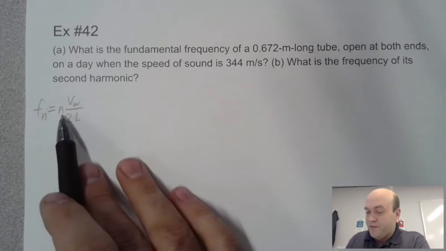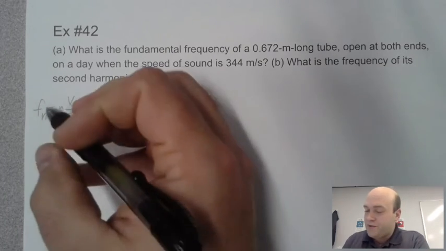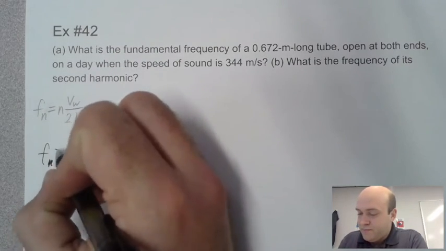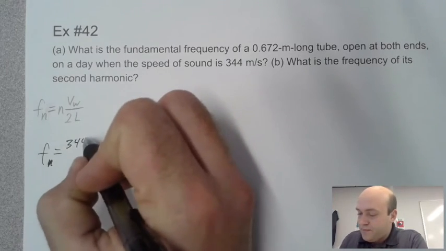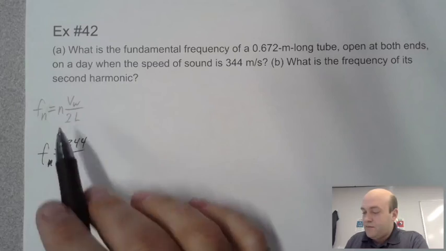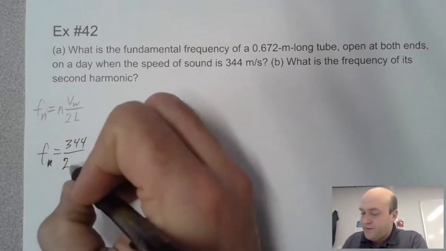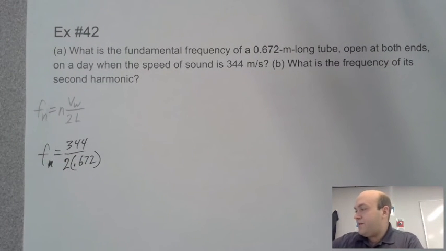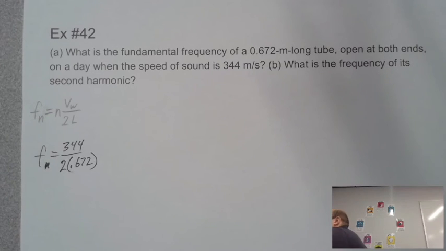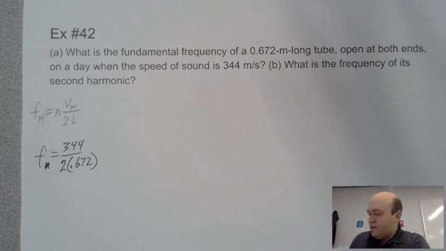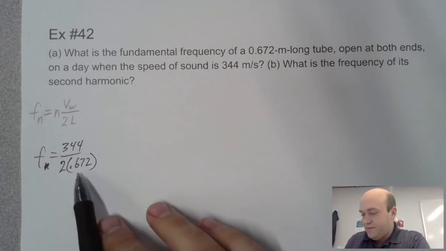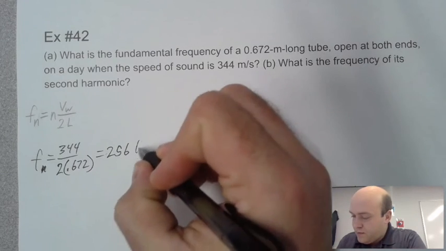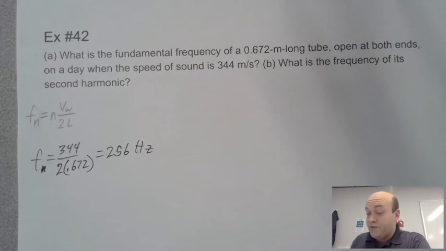So fundamental frequency, that means that n is going to be equal to 1. We're looking for the first harmonic here. So I can have a 1 there. I don't really need it anymore. And speed of sound, 344. And 2 times the length of the tube, so 0.672. And when I divide that, I can find my fundamental frequency. So plug this in, divide it, and I get 256 hertz. Okay, so the formula is fairly straightforward to use.